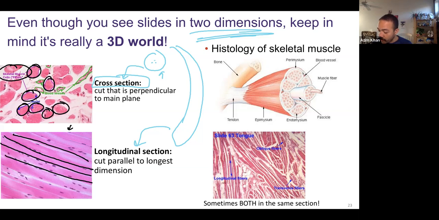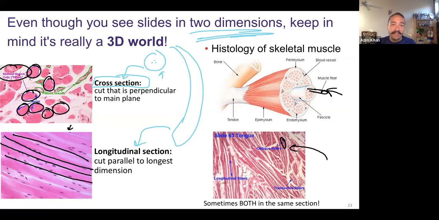This picture on the far right is an illustration that shows how a muscle fiber, which is cylindrical shaped, is really long. So if you cut it cross section, you get a circle. If you cut it longitudinal, you get these long, fairly rectangular structures. That's if you cut it perfectly at a right angle. But what if you cut it at a diagonal? If you cut it at a diagonal, you'll get oblique fibers.